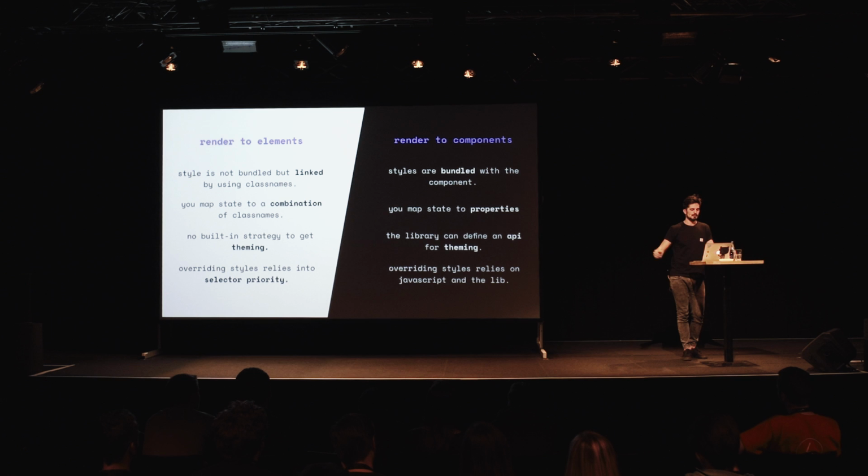When you're rendering to elements, the style, again, is not bundled. It is linked using class names. You are mapping the state to a combination of class names. And also, there's no bundling strategy. And overriding is going to rely on the selector priority. But when you render to components using a CSS in JS library and an approach like styled-components or Fela or whatever other library you want to use, the styles are going to be bundled. You don't need to include any CSS. You just import your component, you use it, and you have the styles right there.